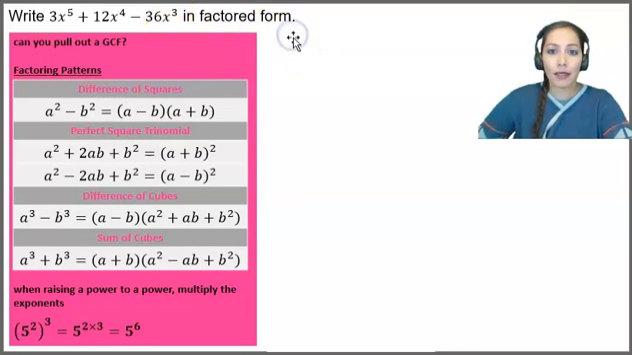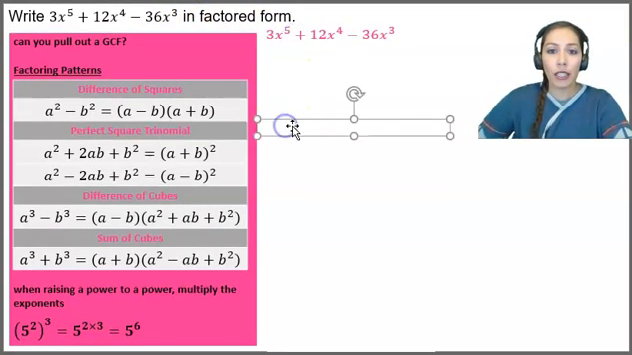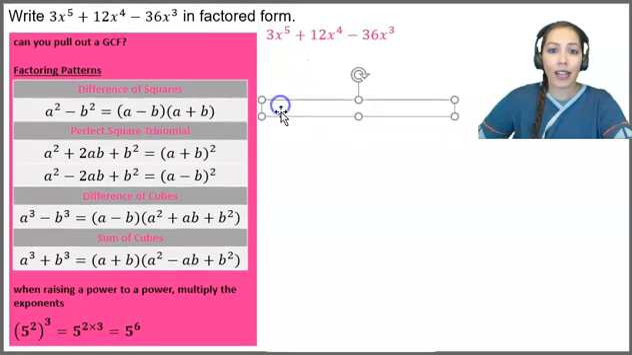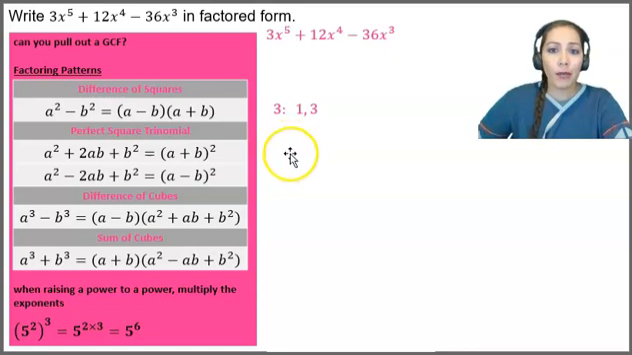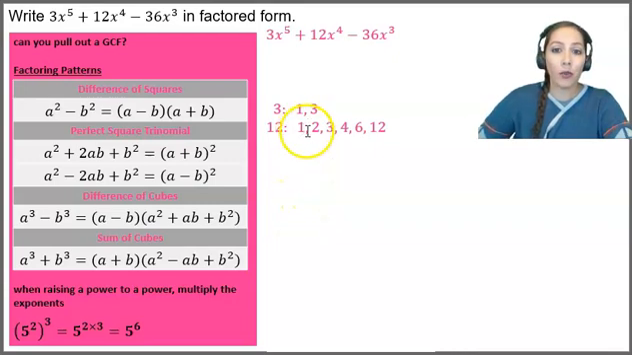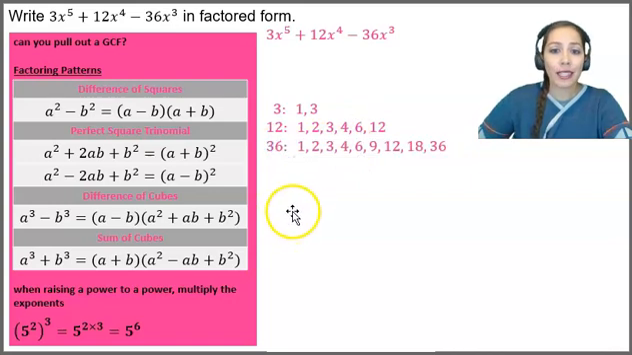So when I'm looking at this, I'm going to look at each one of the factors. For 3, I know that 3 could be 1 or 3. The factors of 12 are 1, 2, 3, 4, 6, and 12. 1 and 12 make 12. 2 and 6 make 12. 3 and 4 make 12. And for 36, we could do 1 and 36, 2 and 18, 3 and 12, 4 and 9, or 6 and 6. So what is the biggest number that all 3 have in common? That would be their greatest common factor, just the number part. And I can see the biggest number they all have in common is a 3. So I'm going to pull a 3 out.